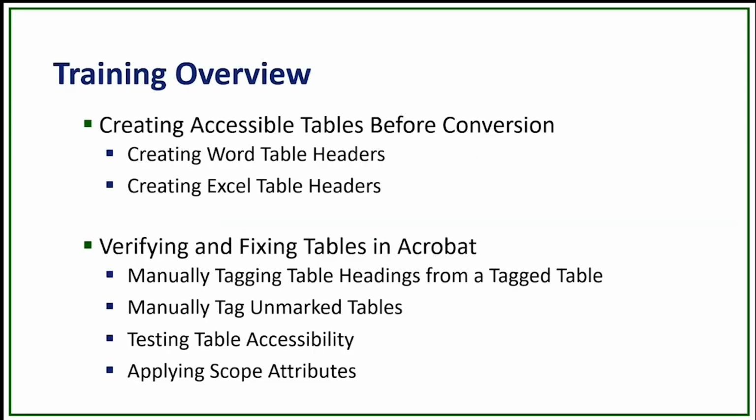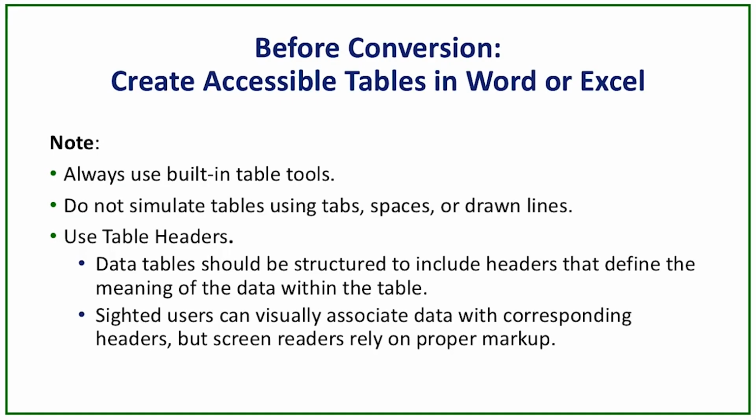Training Overview. This video will cover creating accessible tables before conversion, creating Word table headers, creating Excel table headers, verifying and fixing tables in Acrobat, manually tagging table headings from a tagged table, manually tagging unmarked tables, testing table accessibility, and applying scope attributes. Creating accessible tables in Word or Excel before conversion.